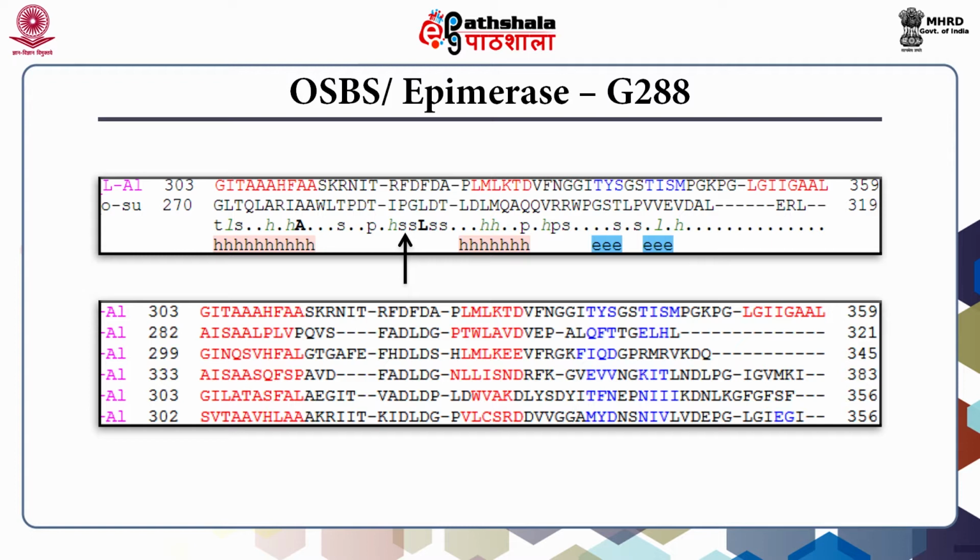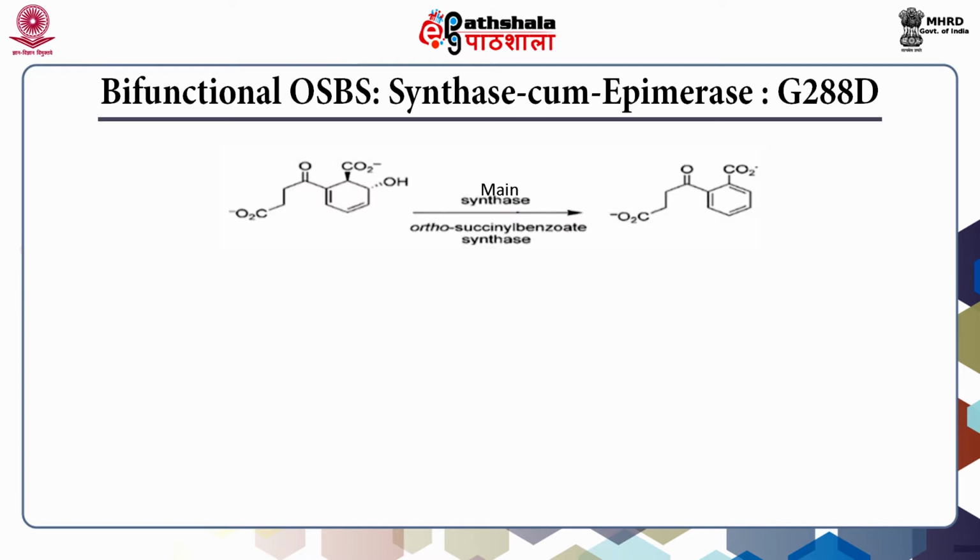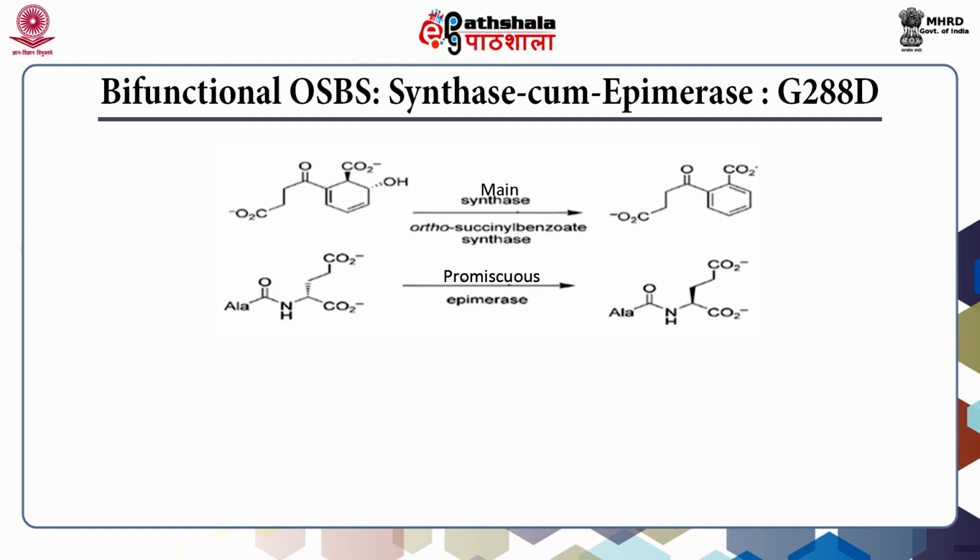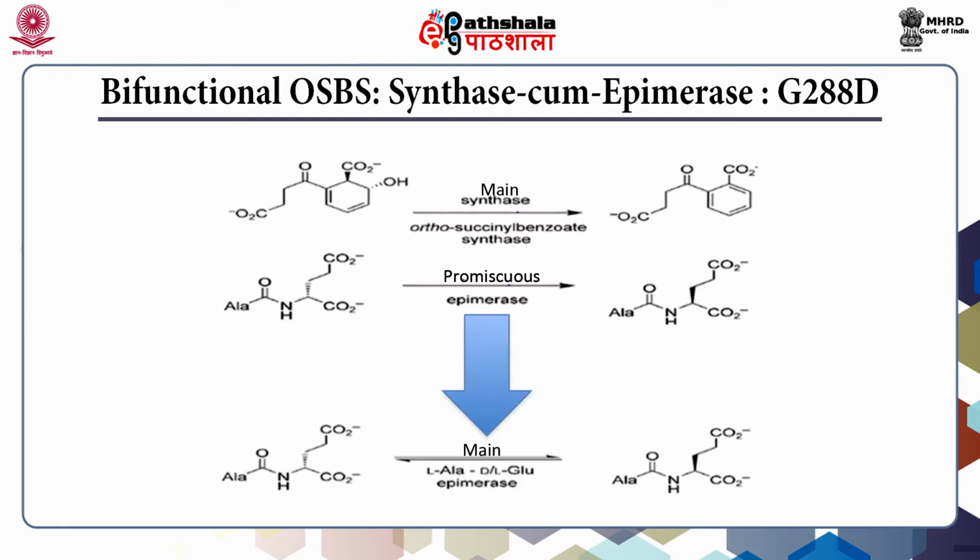Similarly, the replacement of glycine at this position with aspartate in each of the 6 enzymes is responsible for reducing the main OSBS synthase activity and converting the main activity to promiscuous epimerase activity. We know the synthase is the main activity and epimerase is the promiscuous activity. During evolution, promiscuous epimerase activity was transformed into main epimerase activity. Therefore, this confirms the role of the mutations affecting folding pattern and substrate binding in the creation of new activities.